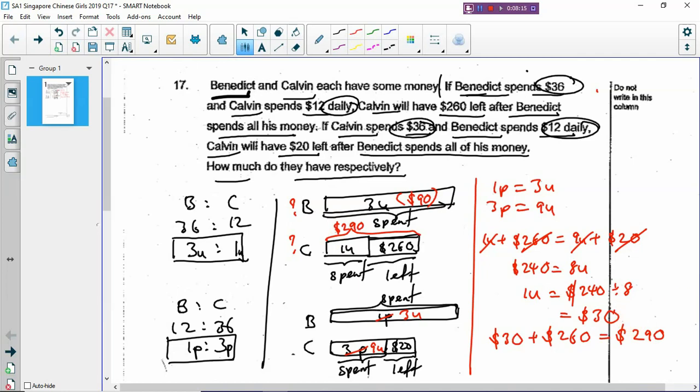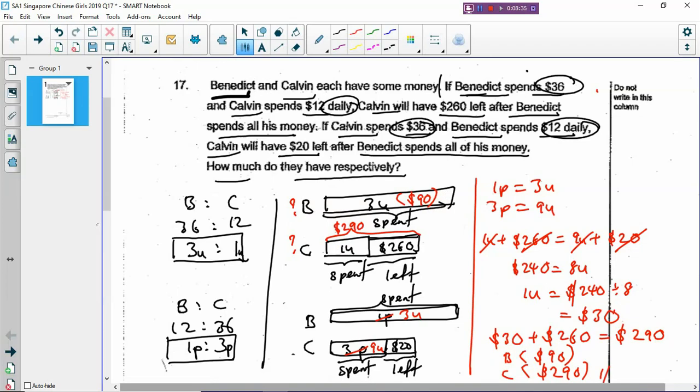Okay, so you have Benedict. B for Benedict, which is 90, and then Kelvin will be $290, and that's how you use ratio to solve.